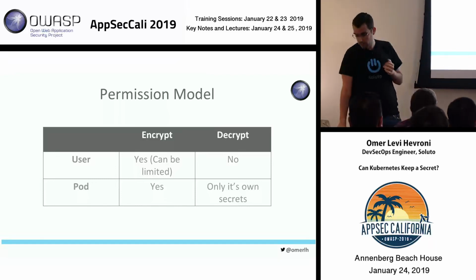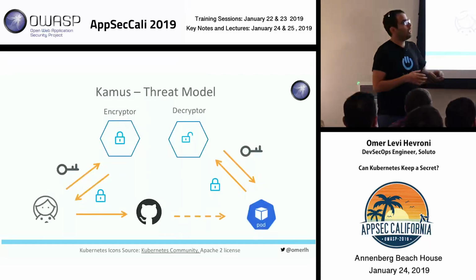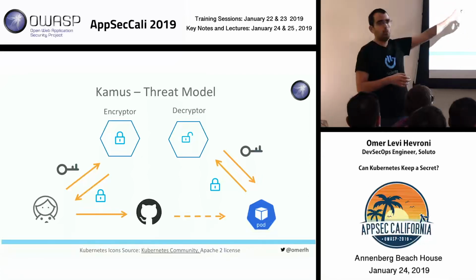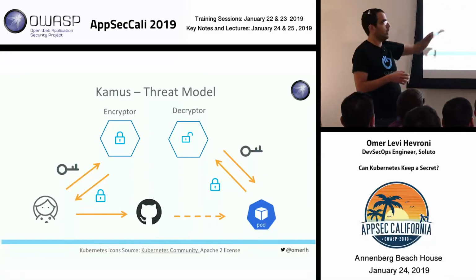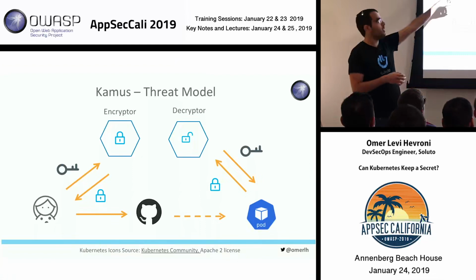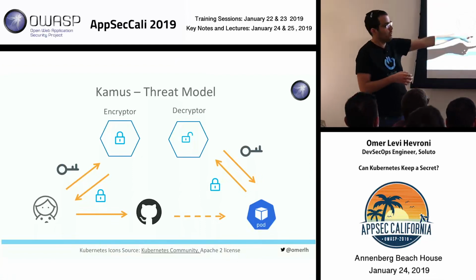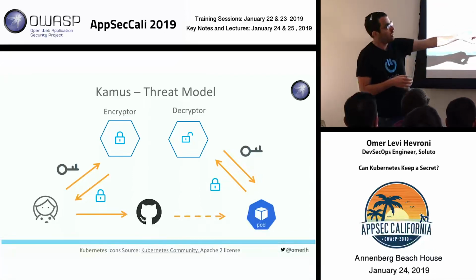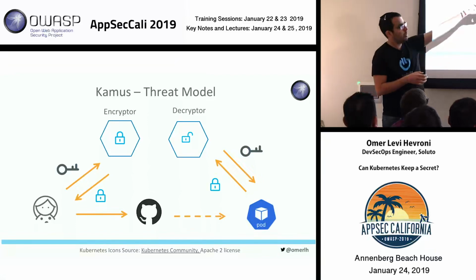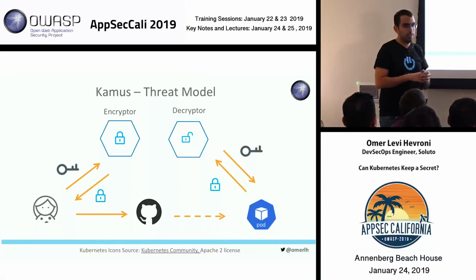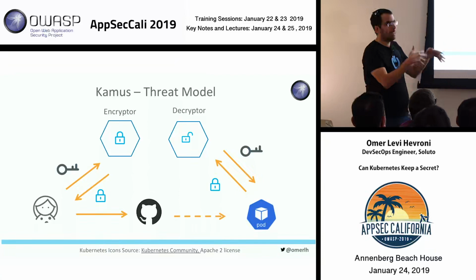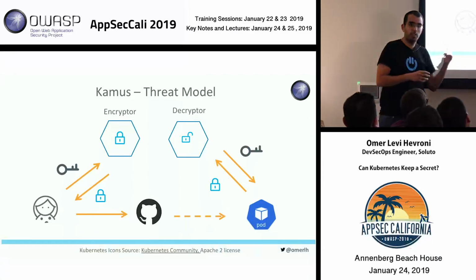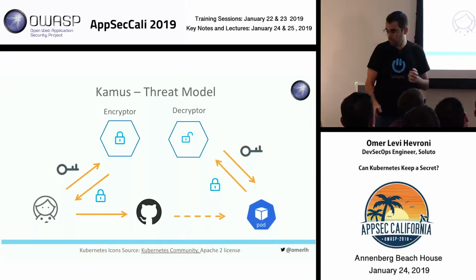Now let's do a quick threat model for Camus. I already talked about the fact that we have two APIs, one for encryption and one for decryption. The user sends a secret to the encryptor, gets it encrypted back, puts it on GitHub, magic, Kubernetes. The pod talks with the decryptor, gets the value decrypted back. So let's look at each one of the components here and talk about threats and mitigation.